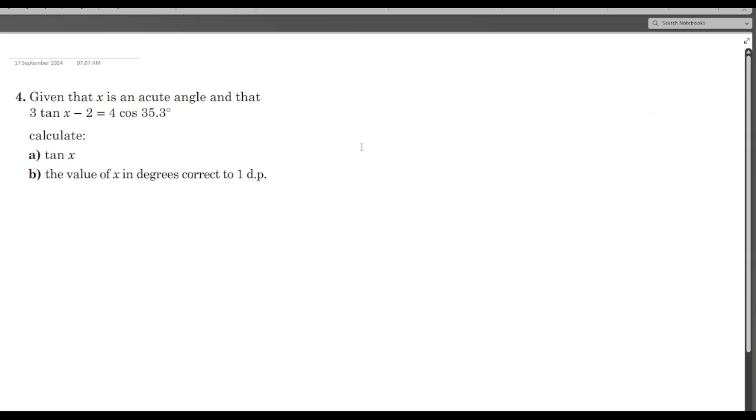Okay, so this is your question number 3. Now question number 4. Given that x is an acute angle and that 3 tan x minus 2 is equal to 4 cos 35.3, calculate tan x. Okay, so first A part.